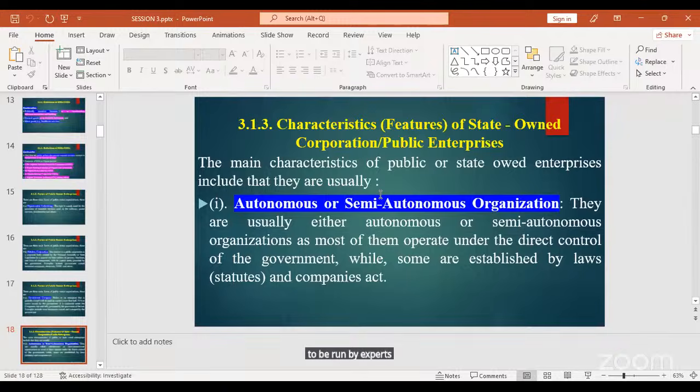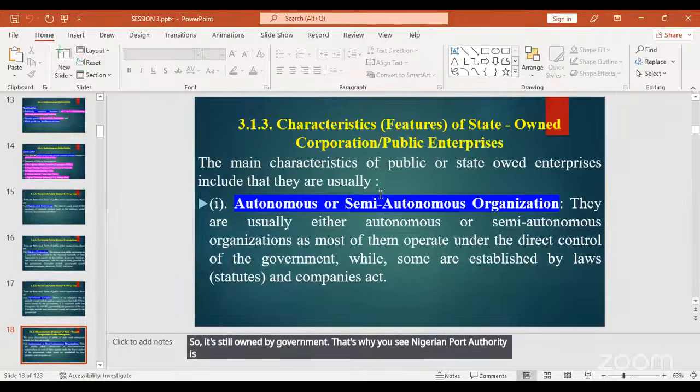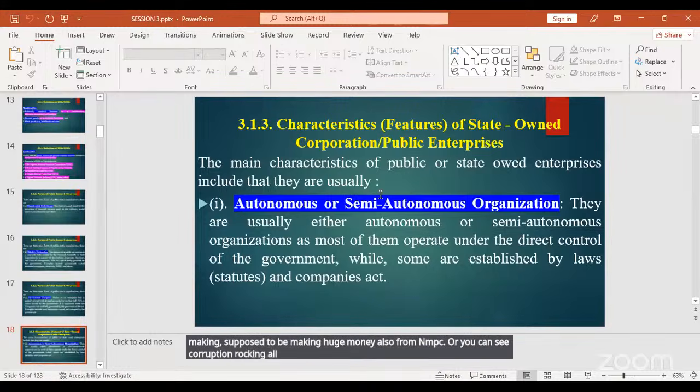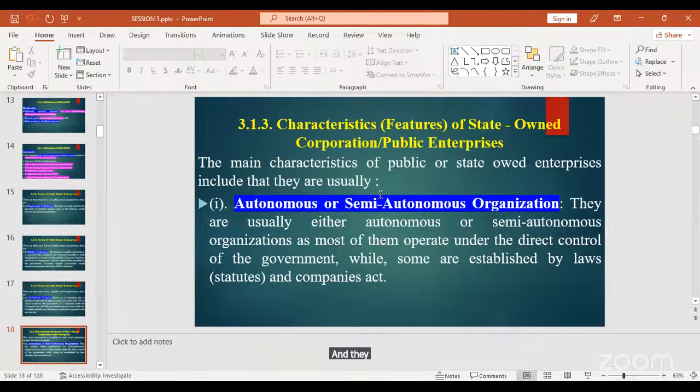So it's still owned by government. That's why you see the Nigerian Port Authority bringing in money. Those are the places government is getting money: Nigerian Customs, Maritime, and quite a few others like that. They are making money from the Nigerian Railway Corporation. They're supposed to be making huge money also from NNPC. So you can see corruption rocking all those places, even though they put professionals in place.